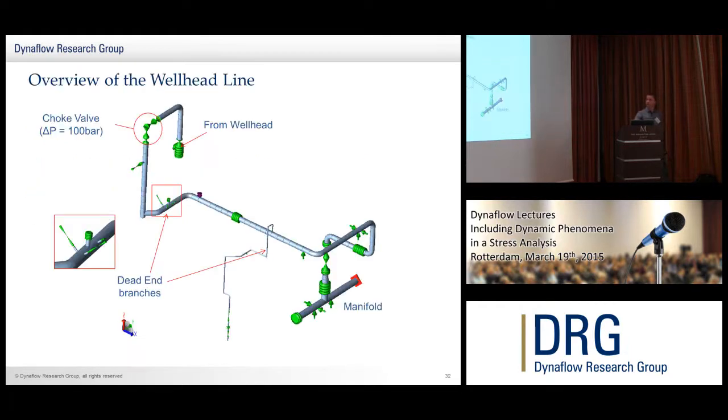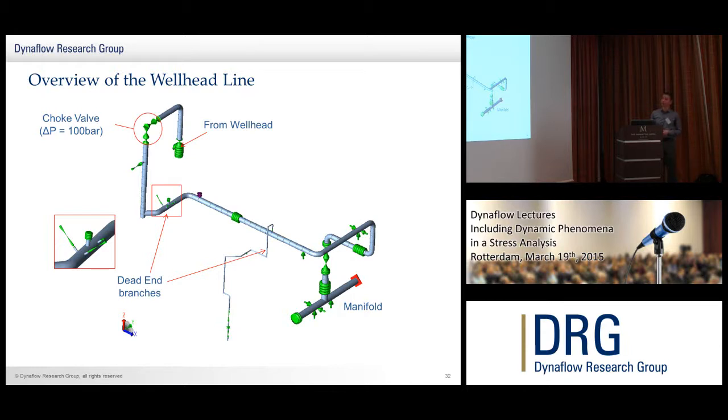Okay. So just to give you an overview of the wellhead line. What I've got here is the wellhead comes from the Christmas tree. Okay, moves up, goes to the choke valve, and at peak flow conditions, we have a pressure drop of around 100 bar across the choke valve. Okay, flow then comes down.